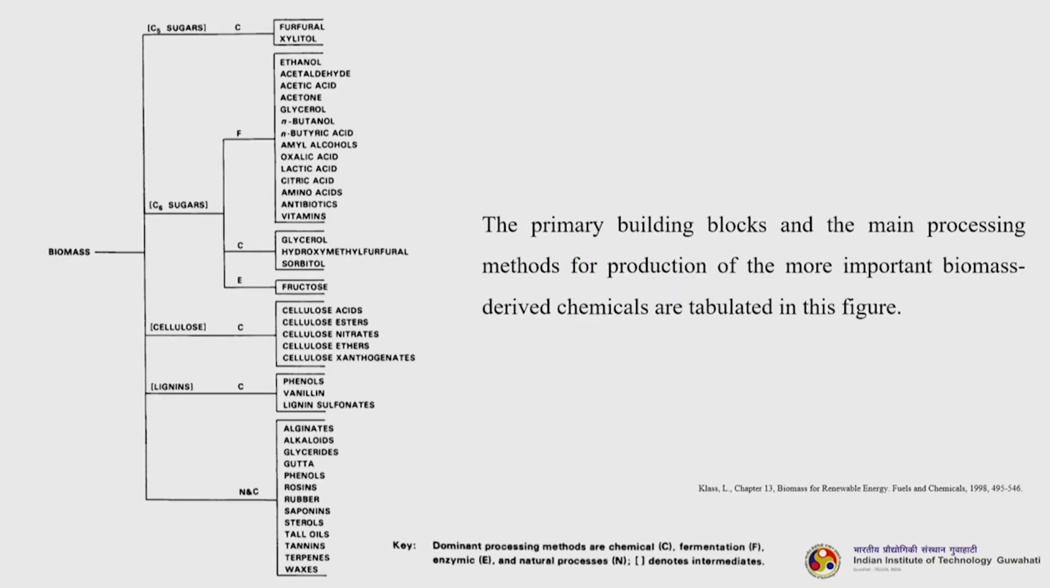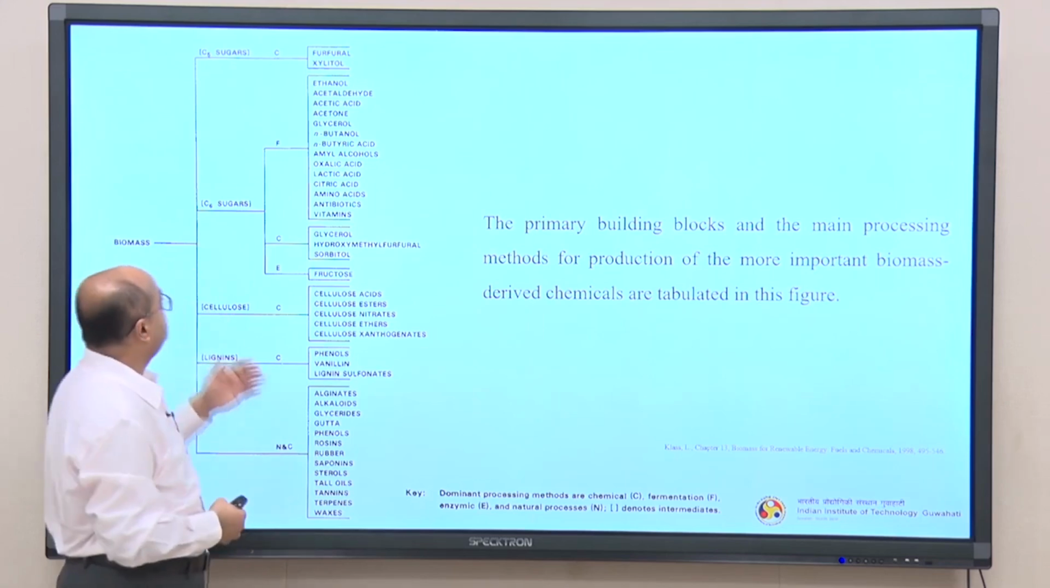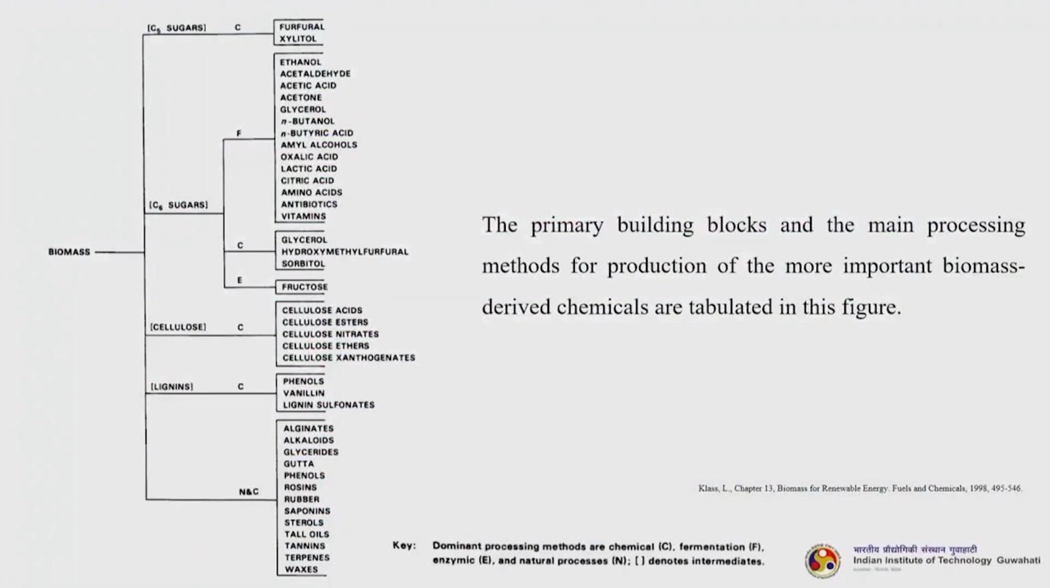So, you can see the different types of value added products that can be derived from the biomass. These are all commodity chemicals only; we are not talking about things like direct biofuel. So, you can see C5 sugar, C6 sugar, cellulose, lignin, and other things, so nitrogen and carbon.